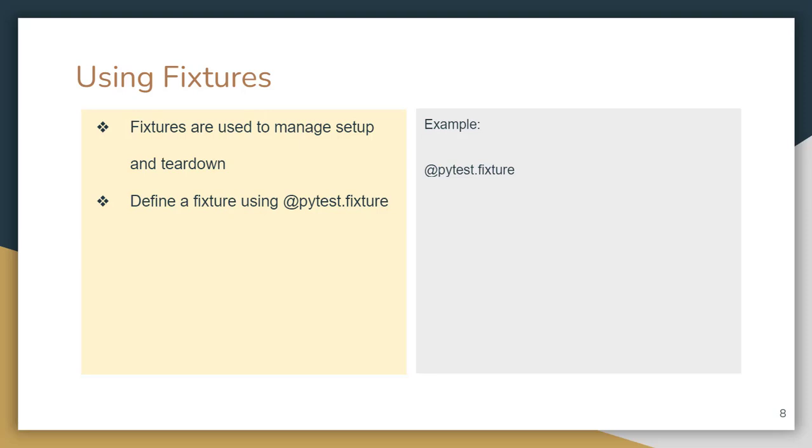@pytest.fixture, then a function using def sample_data, which is the name of the function. This function has no parameter, that is why there is nothing inside the brackets. After the colon, return a list, say [1, 2, 3].